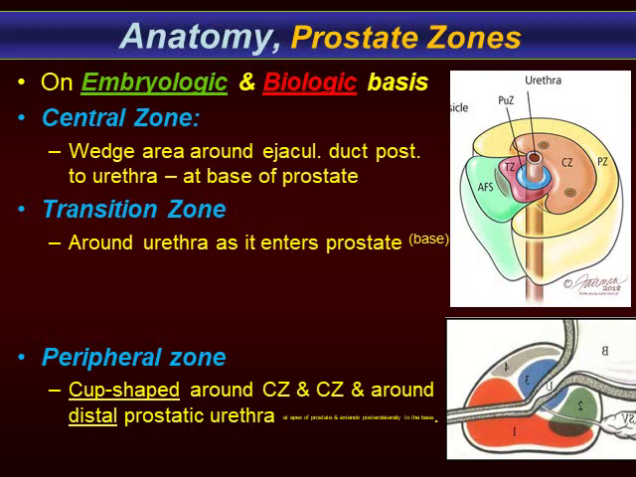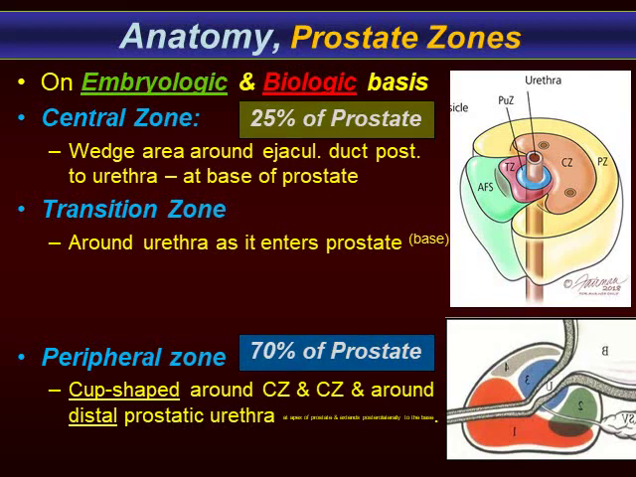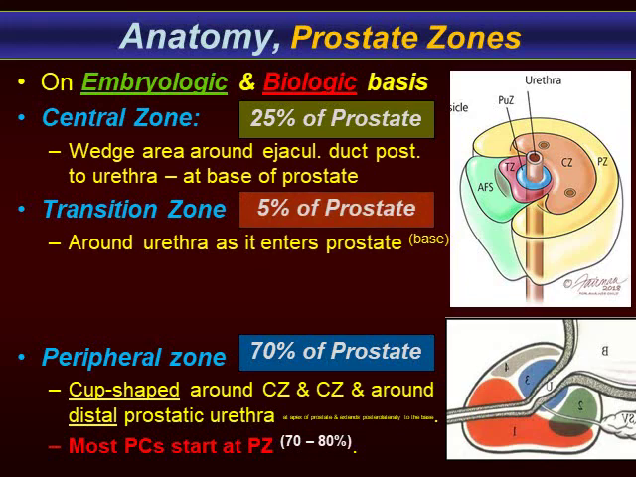The peripheral zone, which is the biggest part, looks like a cup which envelopes the central and transition zones at the upper part of the prostatic urethra, and it is related directly to the lower part of the prostatic urethra. The central zone constitutes about 25% of the prostate gland volume, while the peripheral zone, which is the largest, constitutes about 70% of the volume. Most prostate cancers arise from the peripheral zone, around 70 to 80%. The transition zone occupies only 5%.